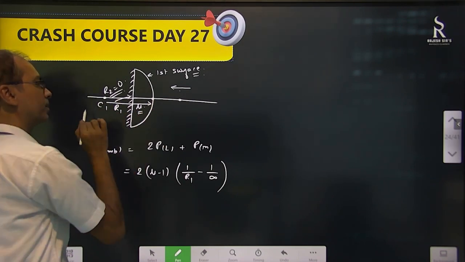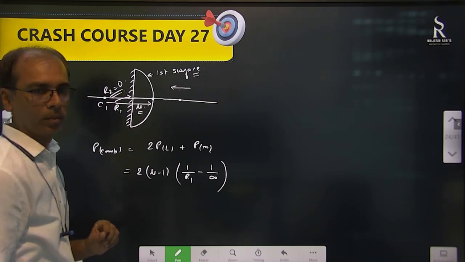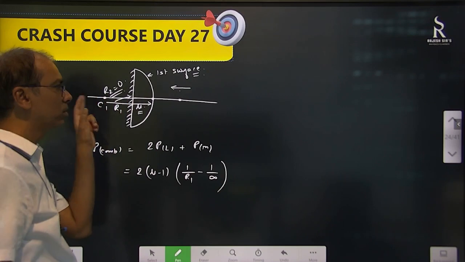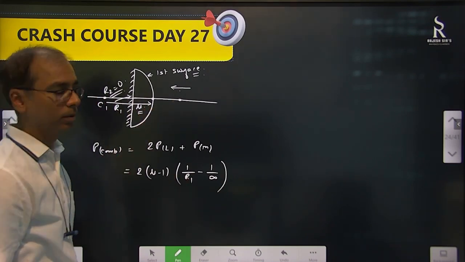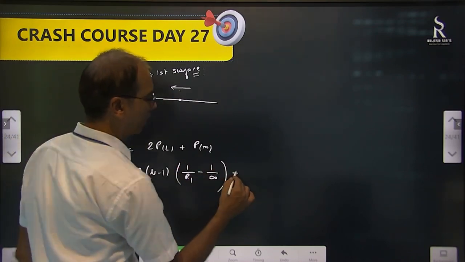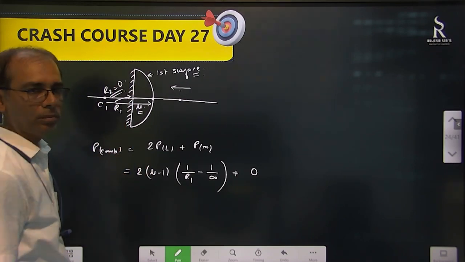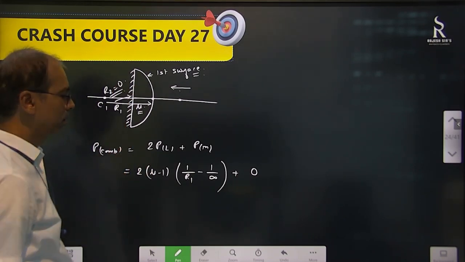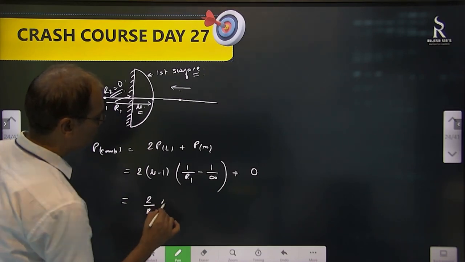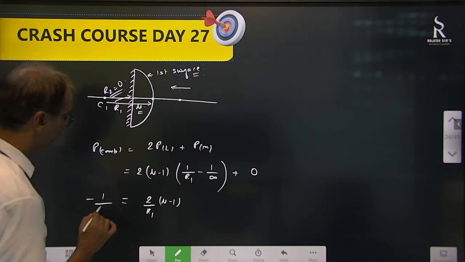Left side, in the direction of light. This is the pole, this is the origin. So to measure R1, how will you go? Like this only. So it's positive. That's why I have written positive. So 1 by R1 minus 1 by infinity. And the power of the mirror is also 0 because it's a plane mirror. So then this is it: 2 by R1 into mu minus 1. This is also a mirror, yes, minus 1 by focal length.